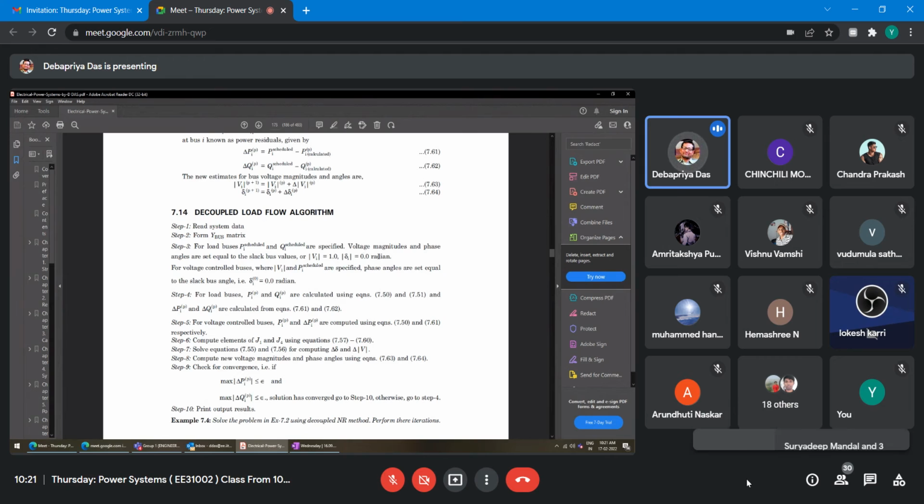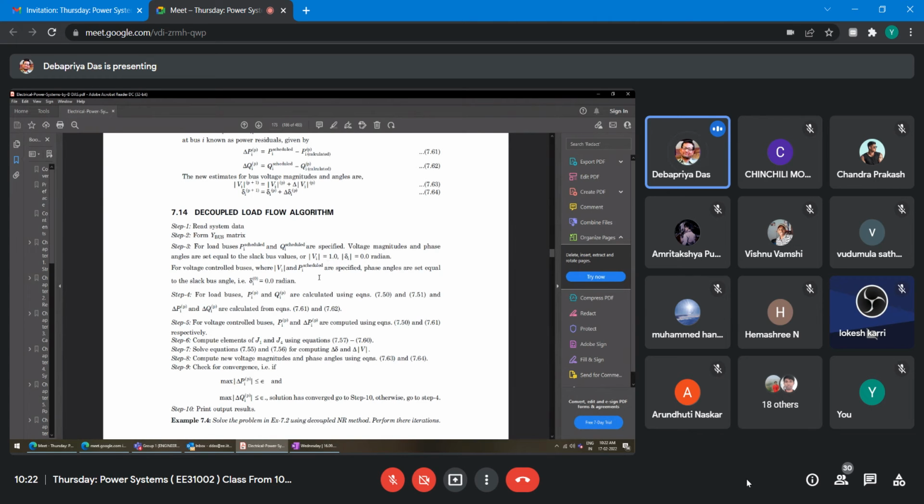Slack bus voltage, this is actually V1, right? For load buses, voltage magnitudes are set equal to the starting values. Voltage phase angles are set equal to the slack bus angle. That means for all the buses, suppose bus 1 is the slack bus with angle 0, so the initial values you have to take. You start with a flat voltage start. This is called flat voltage start, but this is for I equal to 2 to n. If voltage magnitudes are specified, that is different, and that also you have to consider. But these are the initial values, right?